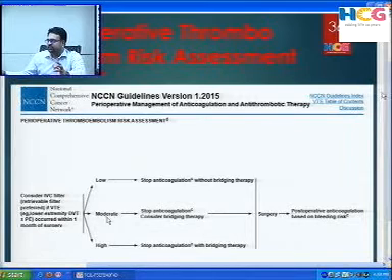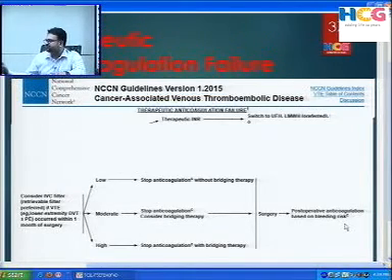When the thromboembolism risk is moderate, we can stop anticoagulation but should consider the bridging therapy. And when the thromboembolism risk is high, we can stop anticoagulation but only with the bridging therapy, and we should proceed with the surgery followed by postoperative anticoagulation based on the bleeding risk as mentioned above.